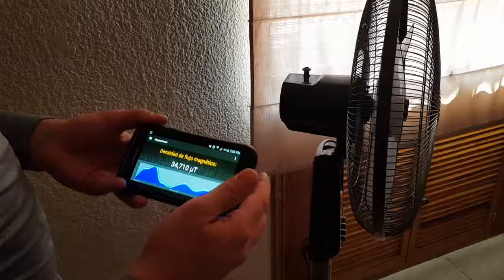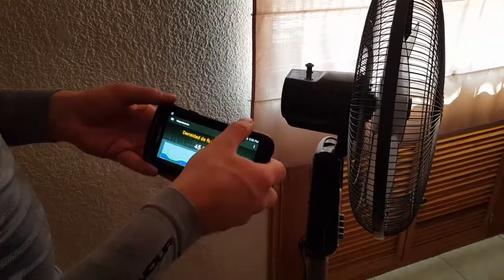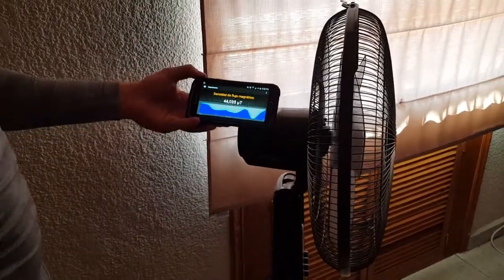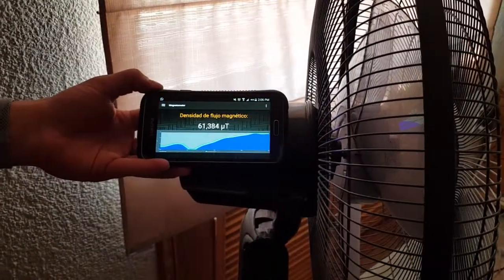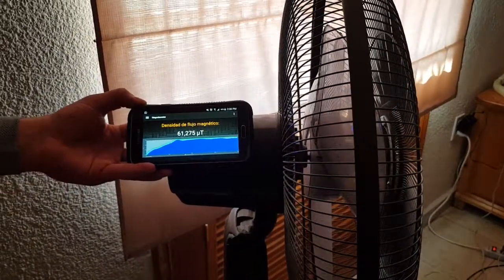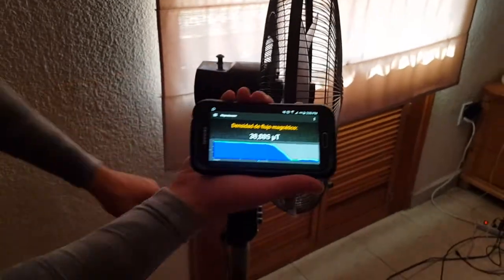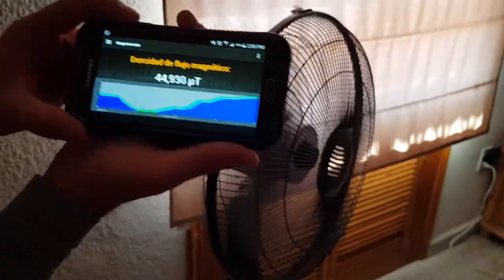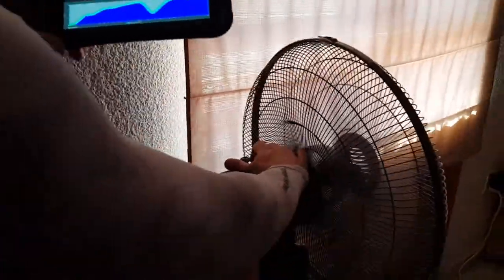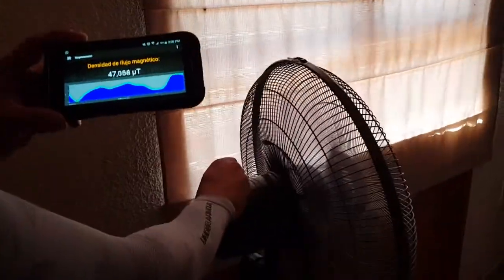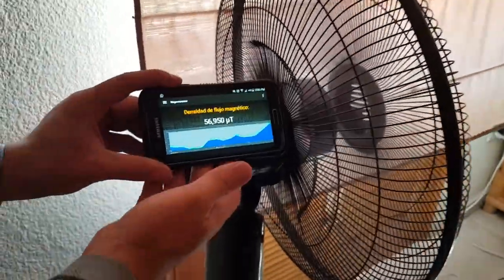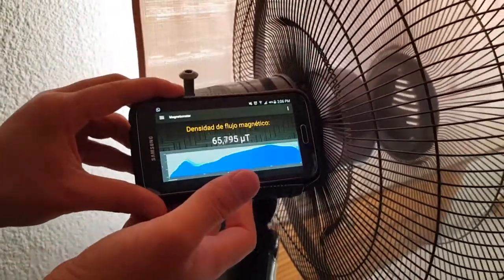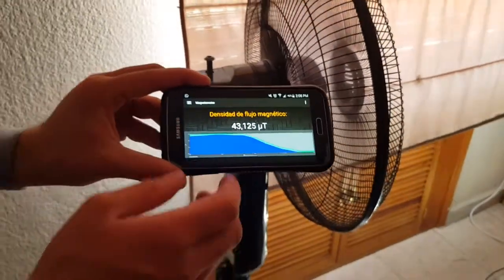Okay, pause. The next thing we're gonna measure is the fan without plugging it. Okay, we can see. Okay, now I'm gonna turn on the fan. Okay, let's see.